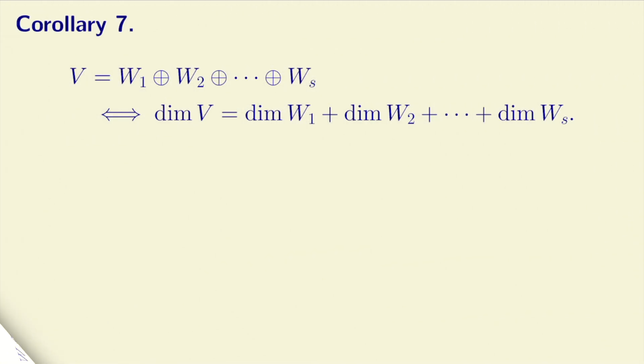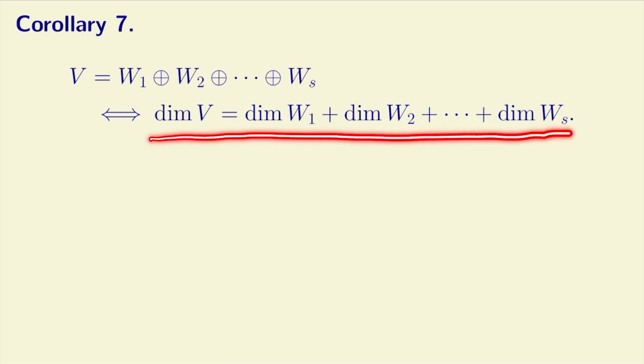And we are done. Finally, we have this concise equivalence for direct sums. The vector space V is a direct sum of the subspaces W1 up to Ws, if and only if the dimension of V is the sum of the dimensions of the subspaces. And there you have it. We've covered the essential properties of bases and dimensions in vector spaces and derived the powerful dimension formula for subspaces. Understanding these concepts is crucial for deeper work in linear algebra and its applications.